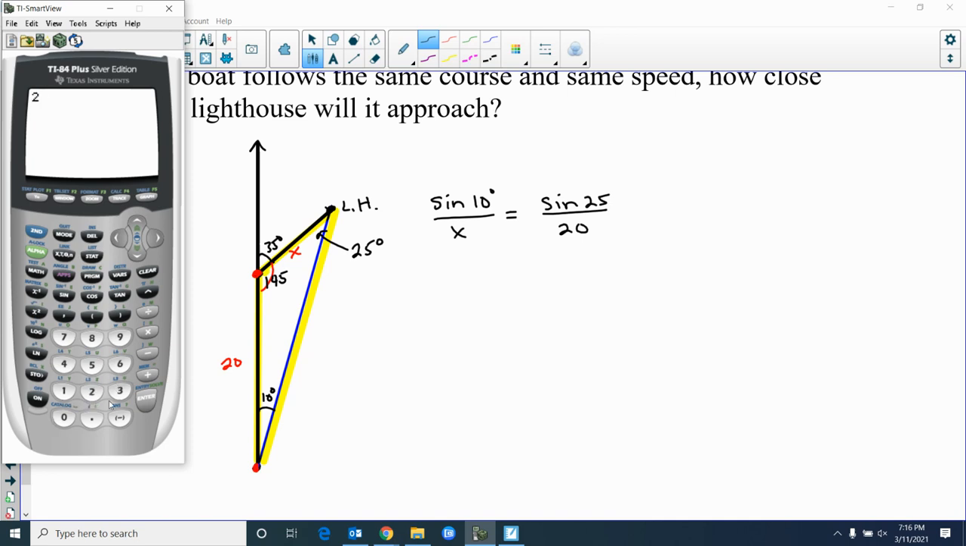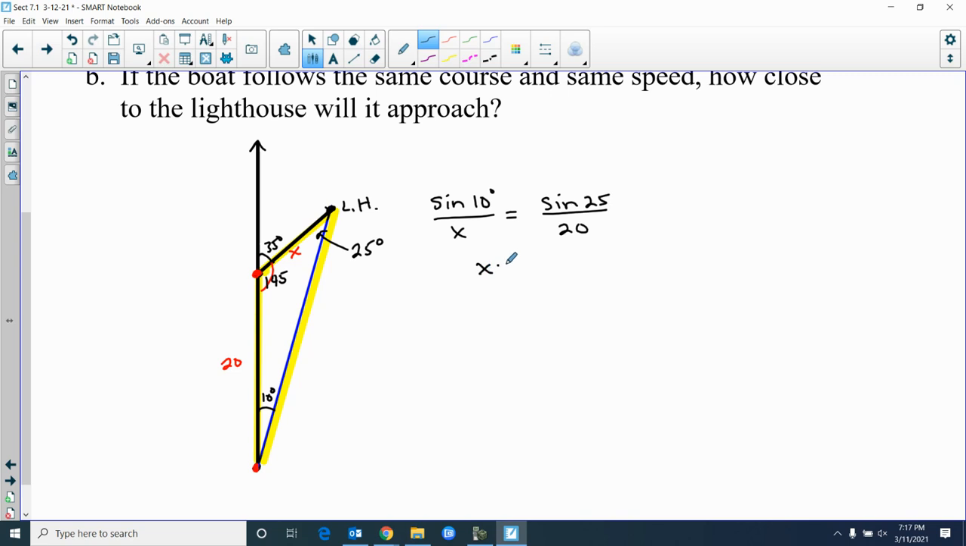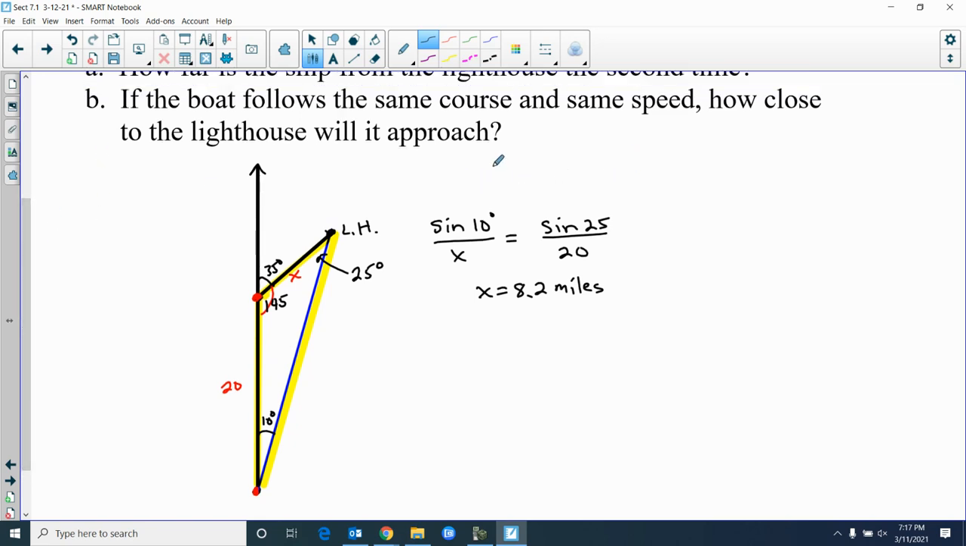I take 20 times sine of 10 divided by sine of 25. I get 8.2. Nearest tenth is fine. x equals 8.2 miles.